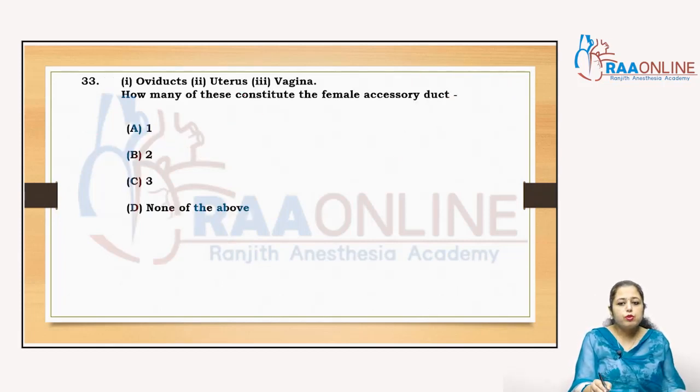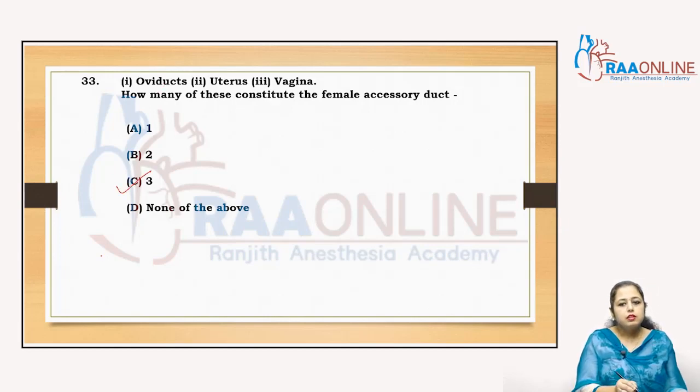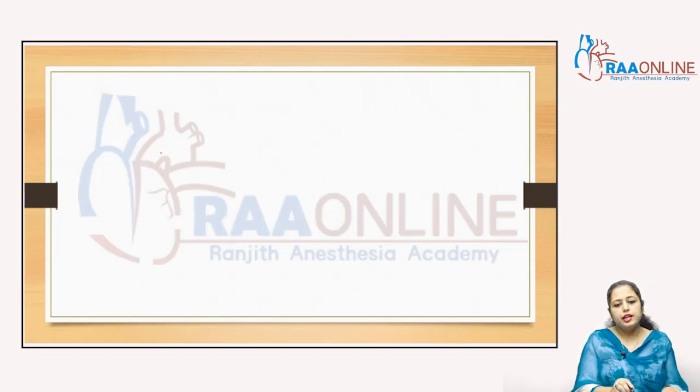How many of these constitute the female accessory duct? The oviduct, the uterus and the vagina. All three are female accessory structures. So the answer is the third option, female accessory duct. Clear? Now come to the next question.